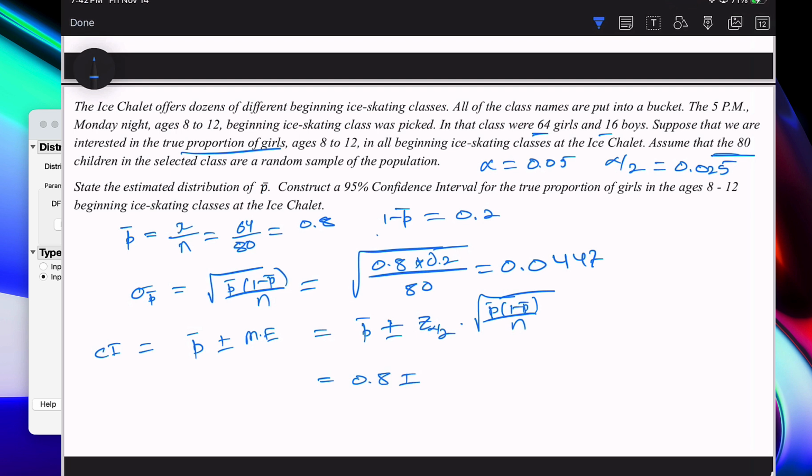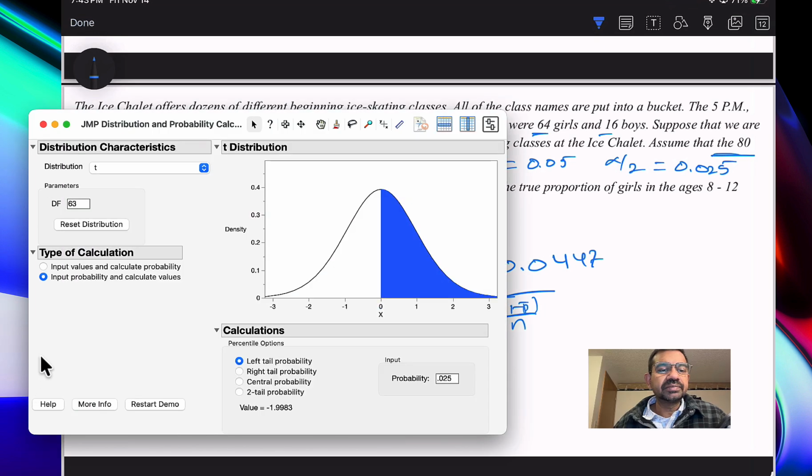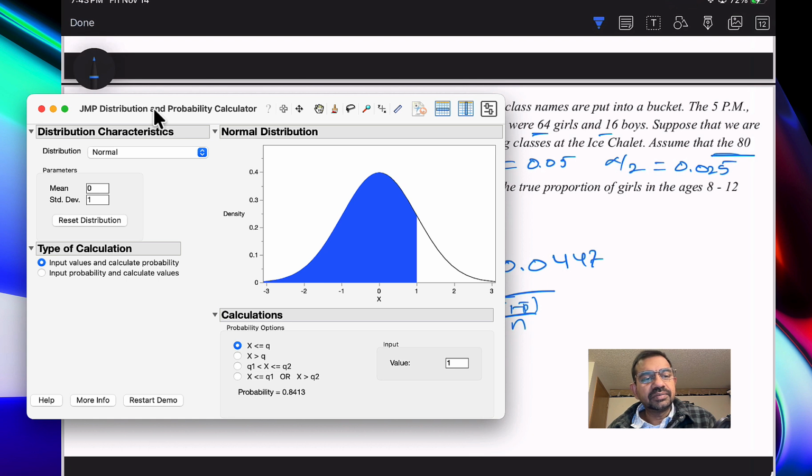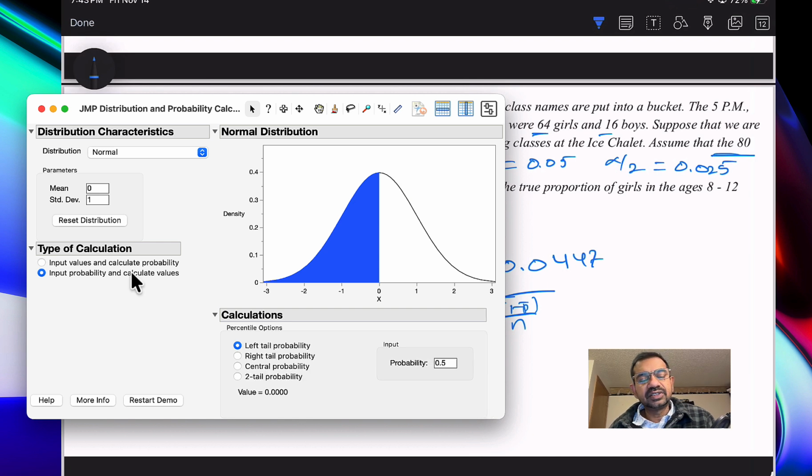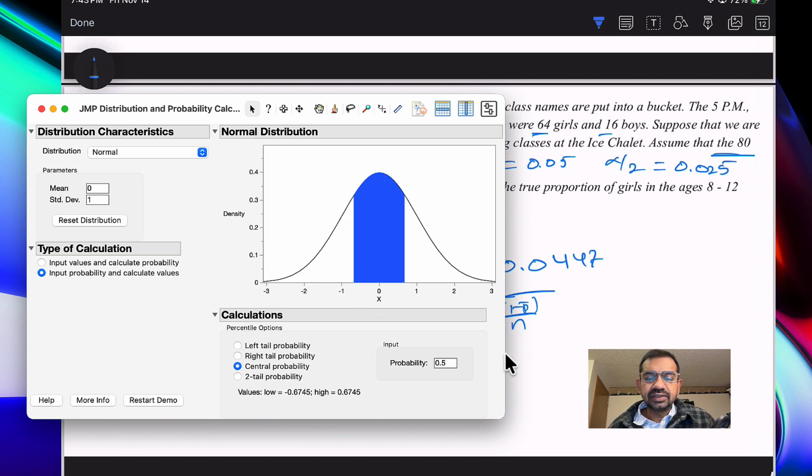We can calculate the z value from either the TI-84 calculators or from the distribution calculator in JMP. We can use the JMP distribution calculator to obtain our z. We'll choose the normal, and we are inputting the probabilities to obtain the z values. And our central probability is 95%. So we can do 0.95, and we will get 1.96 as our z-stat.